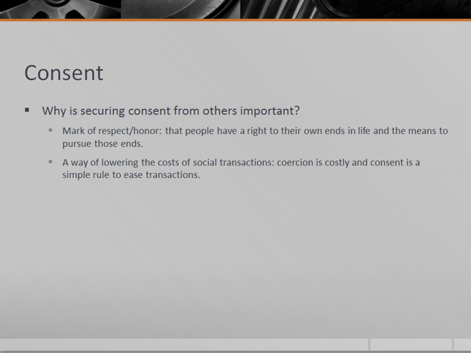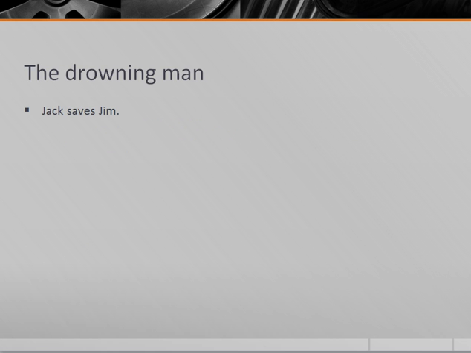Let's look at a couple different examples of consent, and in part the point of looking at these hypotheticals is to give an idea of what consent can and cannot authorize. So the first example is the drowning man example, and if any of you have taken this class before or talked to people who've taken my class, I use the drowning man example a lot. The drowning man example is where one person is saving another from drowning.